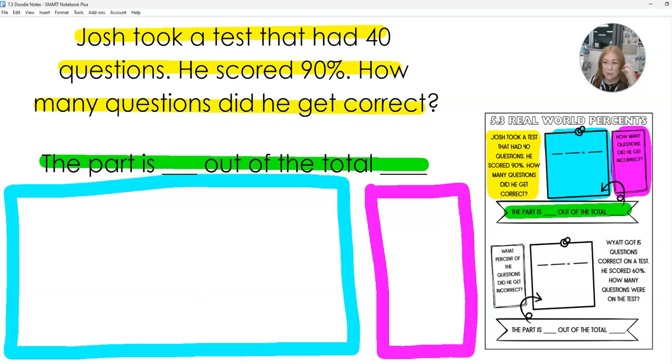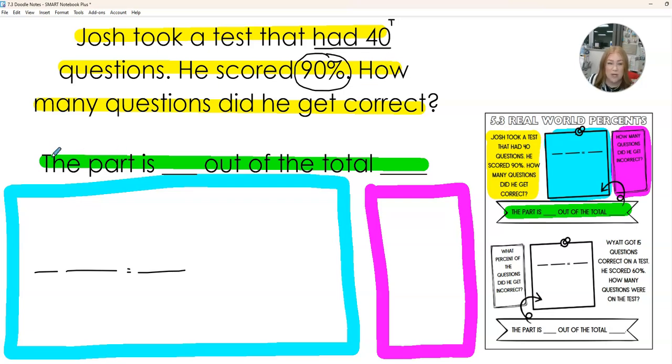So first of all, we just need to analyze this, and we're going to pull out the percent. We know that this is 90 out of 100. And we know that he took a test and the test has 40 questions, right? The whole test, the test has 40. That is the total, right? I'm going to put a T by that so I remember that that is my total.